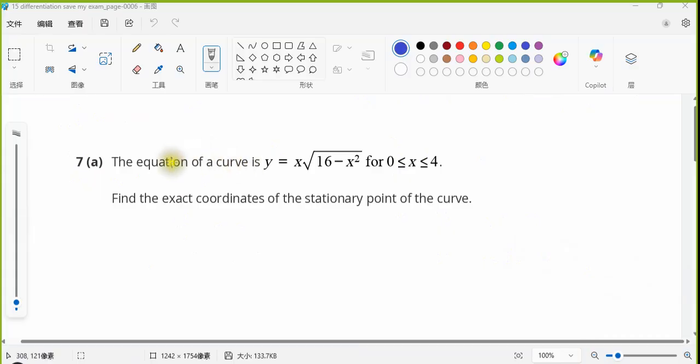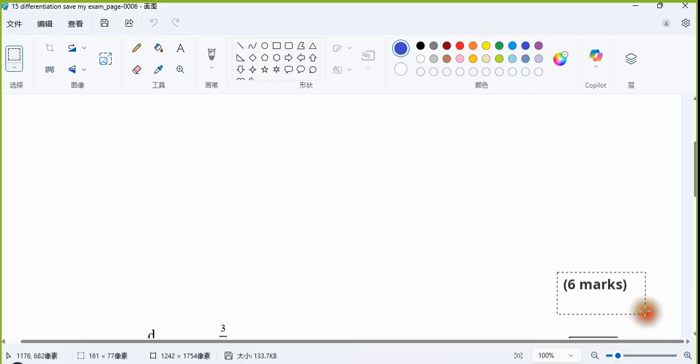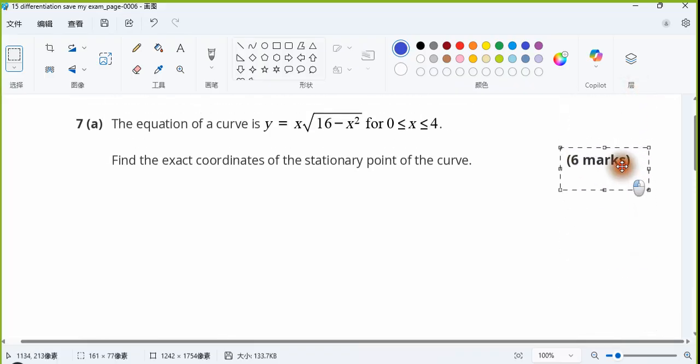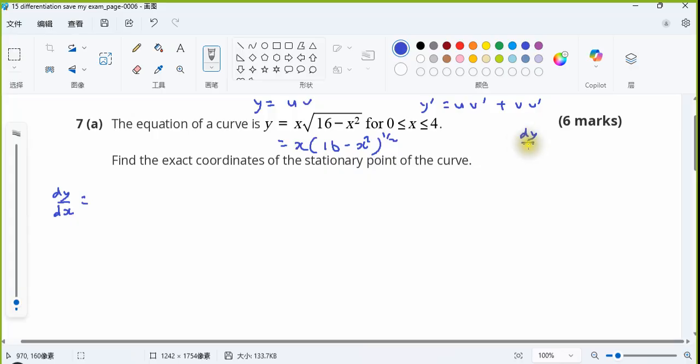Question number 7a. The equation of the curve is this. Find the exact coordinates of the stationary point of the curve. Okay, so stationary point, that is dy dx equal to 0. So we have y equal to uv. So y prime is uv prime plus vu prime. So x times 16 minus x squared to the power half. So the dy dx, so stationary point is dy dx equal to 0.